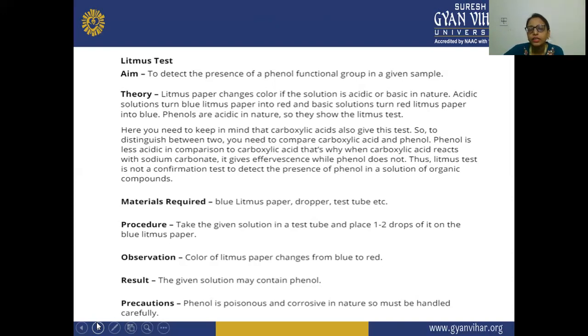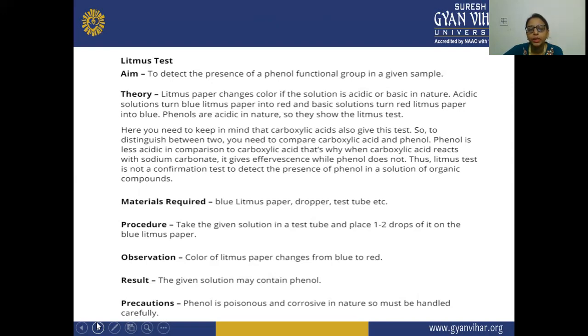Now if this red litmus paper is dipped again into a basic solution, it will turn into blue litmus paper. It will turn this red litmus paper into blue litmus paper. So phenols are acidic in nature, so they show the litmus test.